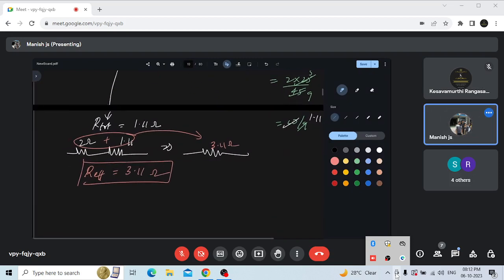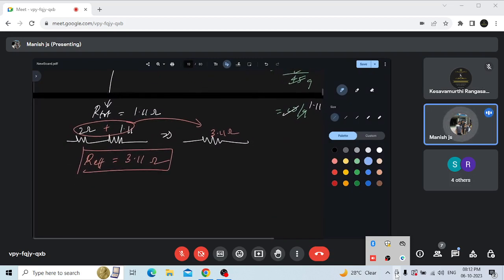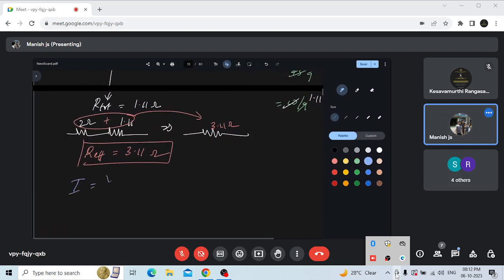That's it. So once you have found the total resistance, now you can find out what the current is. So again, it's V upon R, which is 12 upon 3.11. So how much is 12 divided by 3.11? Again, you can find out. Okay, I am approximating 3.11 to 3.1, for simpler calculations.